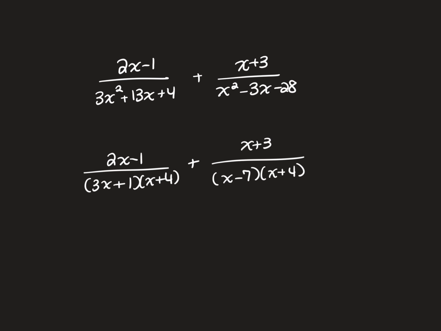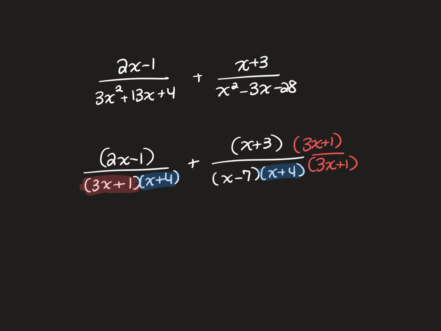So after you have factored, now you can start comparing your denominators. And right off the bat, I notice that I have x plus 4 in both denominators. But in this first fraction, I have 3x plus 1. I don't see that in my second fraction. So I'm going to multiply by (3x plus 1) over (3x plus 1). And again, I like to put everything in parentheses here.